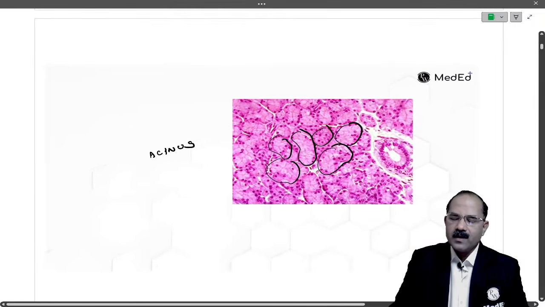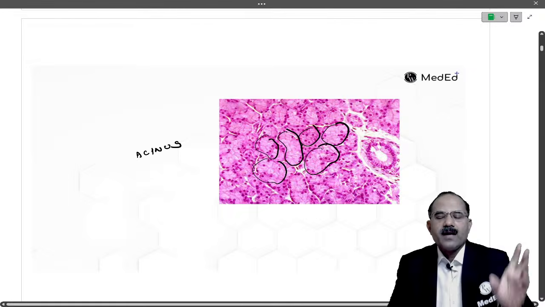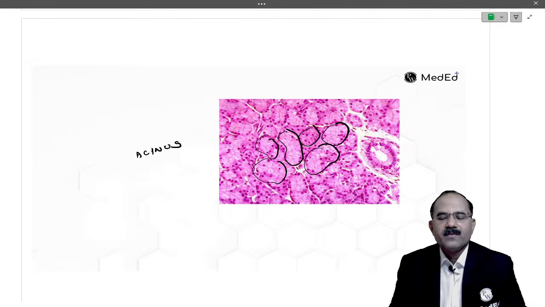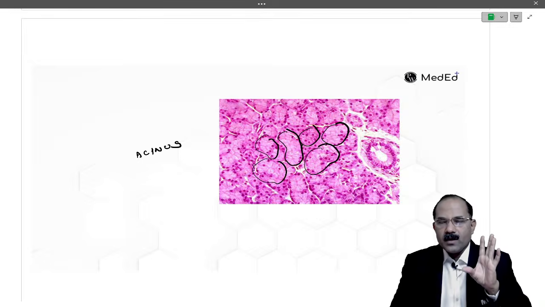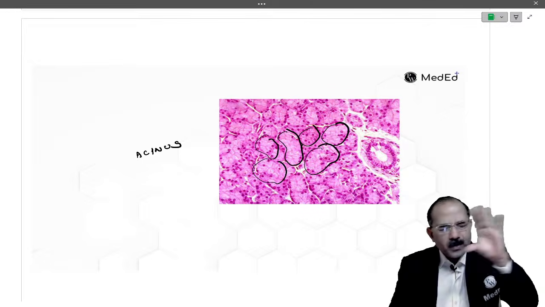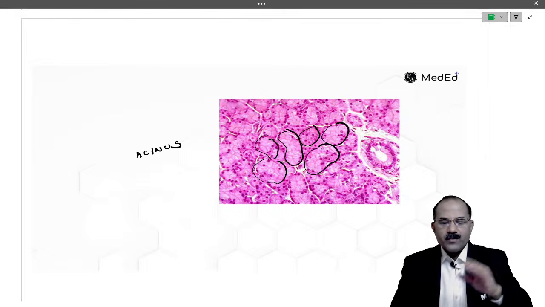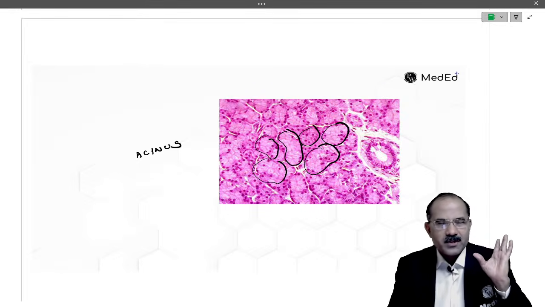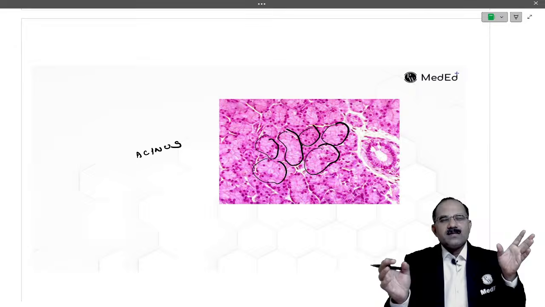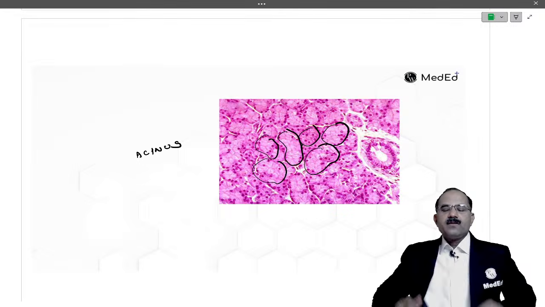Does anything come to your mind now? What could this slide be, if I'm telling you these are the acinus? Yes, Ritvi. Acinus are of two types: one is serous acinus, one is mucous acinus. We'll come to this. If there are plenty of serous acinus, that gland is a serous salivary gland. If there are plenty of mucous acinus, that gland is a mucous salivary gland. And if both serous and mucous acinus are seen, that's a mixed gland. This is a very important slide.